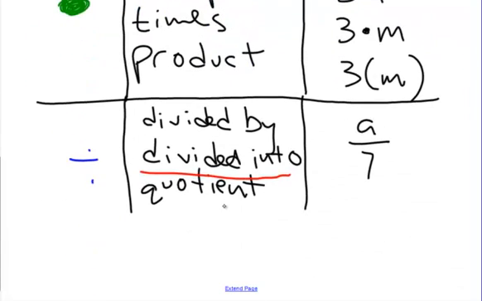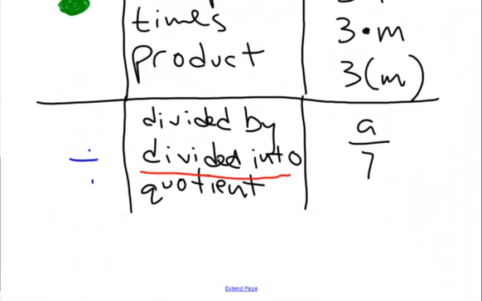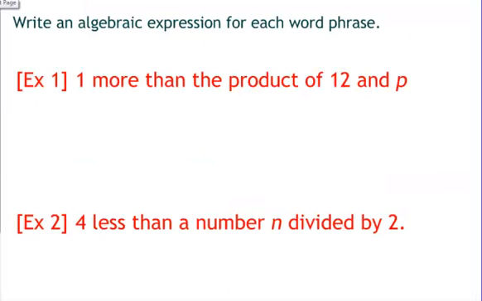Now, quotient is just like product, just like difference, just like sum. It's the answer to a division problem. So this would be the quotient of a and 7, or the quotient of a number and 7. All right, so get this table. And it could also look like this over here. It could look like a divided by 7. All right, so you guys know that stuff. Now, let's move on.